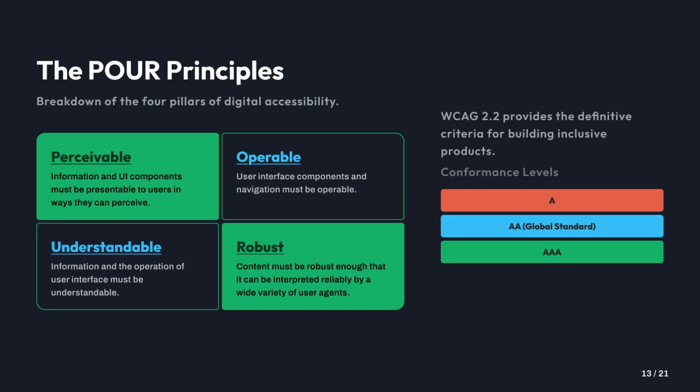The POUR principles. WCAG is built on 4 pillars: perceivable, operable, understandable, and robust. These form the foundation for all accessibility standards, with level AA being the global baseline.